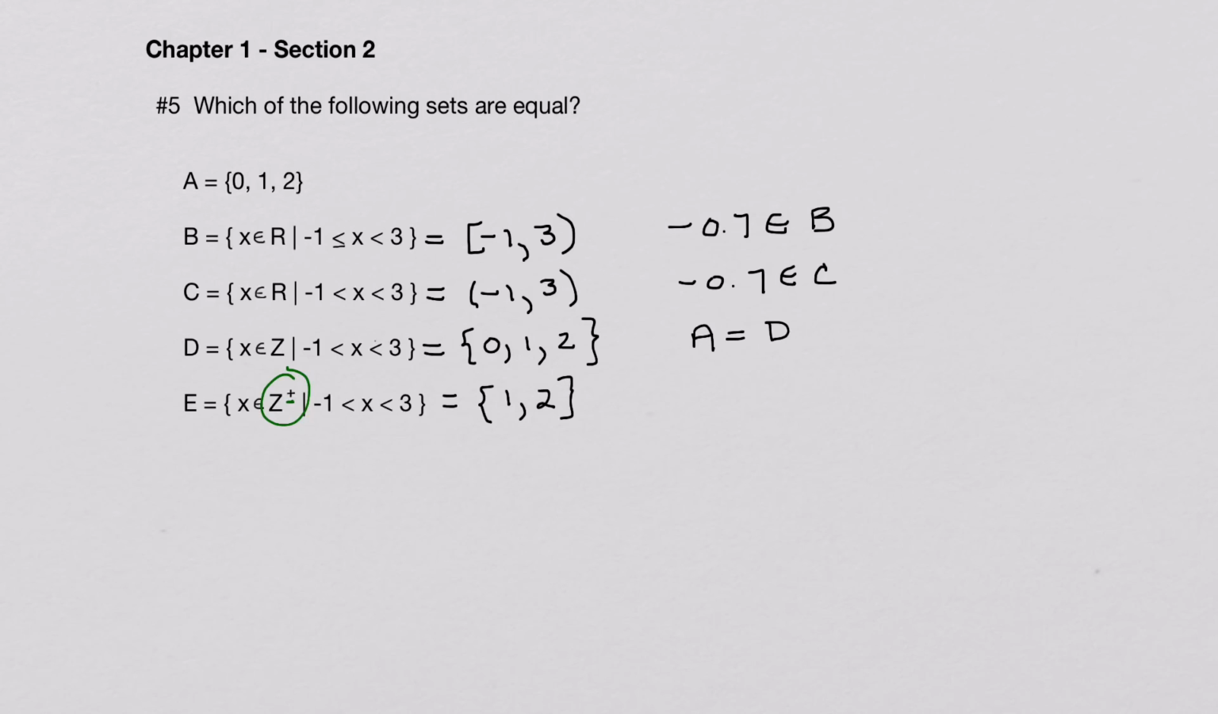This means that E is not equal to A or D, so we can only say that A is equal to D. The rest of the sets are different from each other. None of the other three are the same as each other. So that's my final answer.